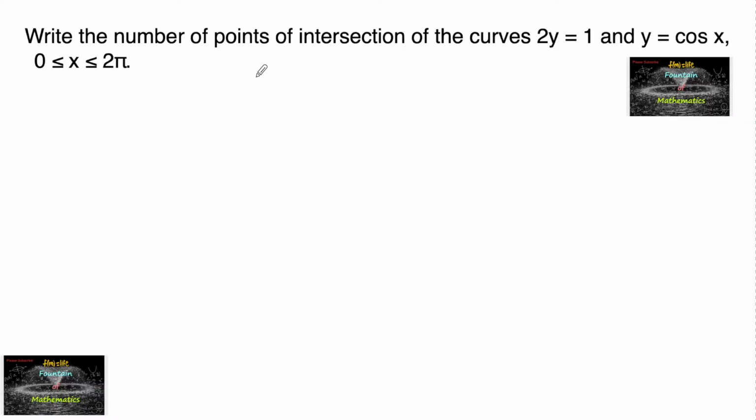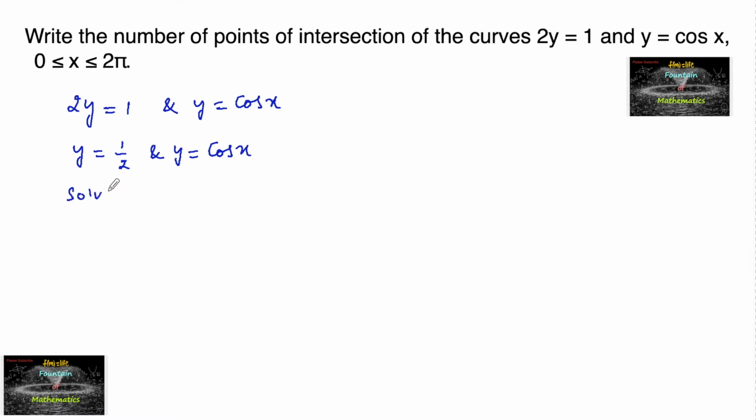Right? Thank you. Write the number of points of intersection of the curves 2y is equal to 1 and y is equal to cos x in the interval 0 to 2 pi. So 2y is equal to 1, that is y is equal to 1 by 2, and y is equal to cos x. So to find the points of intersection, we solve both equations.